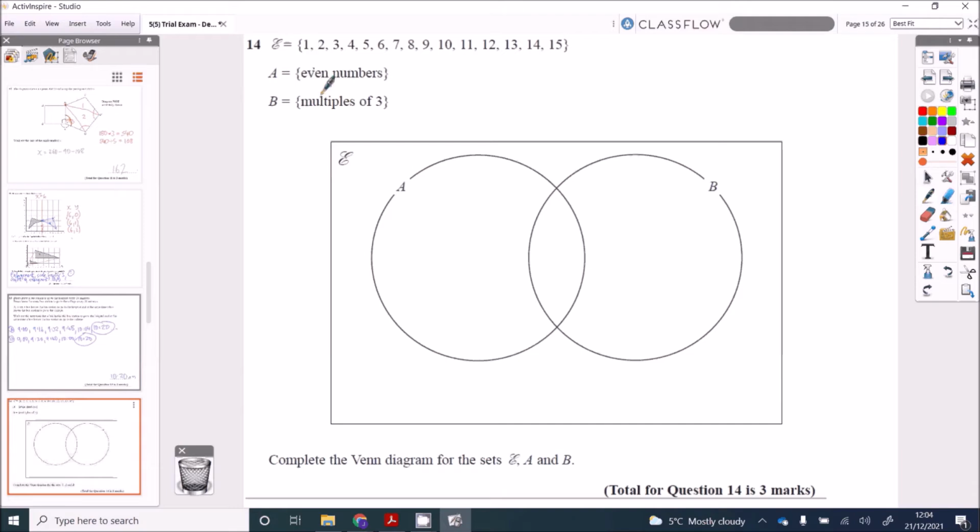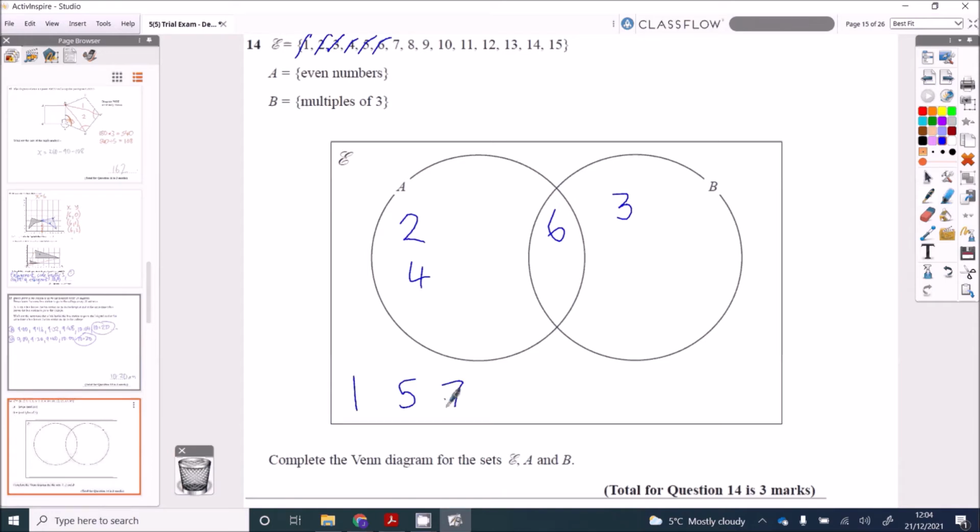So number 1 is neither even nor a multiple of 3. And perhaps just cross it out just to prove that you've done it. Then number 2, well, that's even. Then number 3 is a multiple of 3. It's in the 3 times table. 4 is even. 5 is neither. Now 6 is an even number and a multiple of 3. So that goes in the middle.